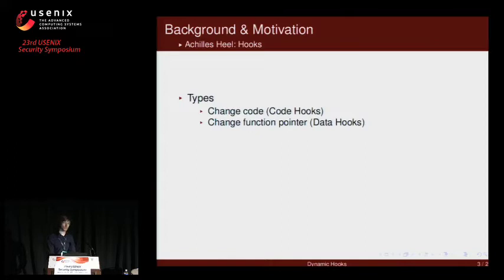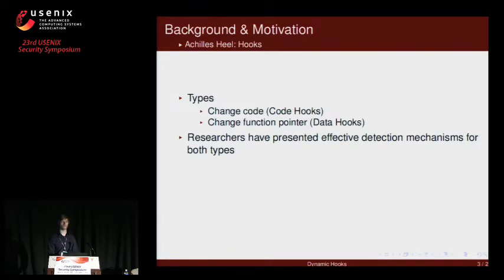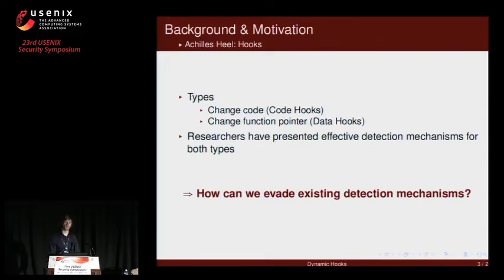The problem with both of these approaches is, however, that they can generally be easily detected in practice, and researchers have presented various mechanisms to do so. So while malware managed to hide itself, the hooks that the malware places present a weakness in the malware's design that is well suited for its detection. So the question arises: how can we evade existing hook detection mechanisms, and how can we avoid this flaw?